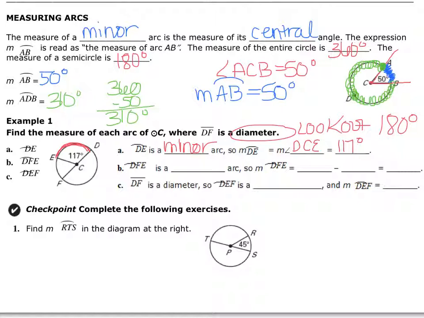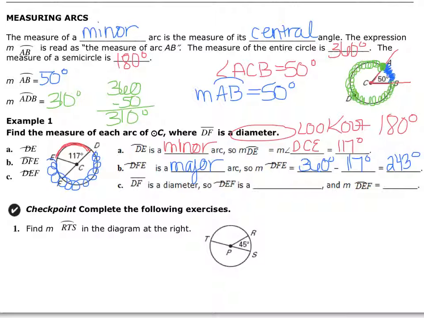All right, arc DFE, since it's 3 letters, this is a major arc. So the measure of this arc is equal to 360 minus, so if we go DFE, we're going to take out that minor arc 117, so 360 minus 117 gives us 243 degrees.